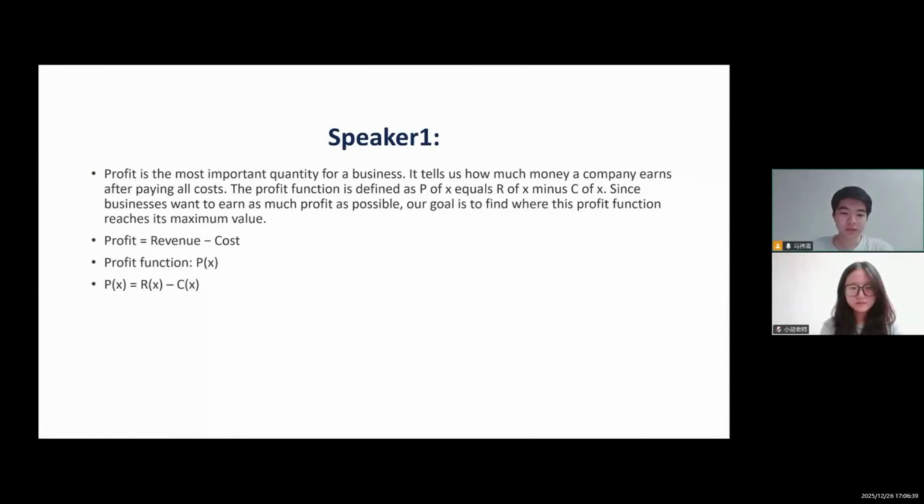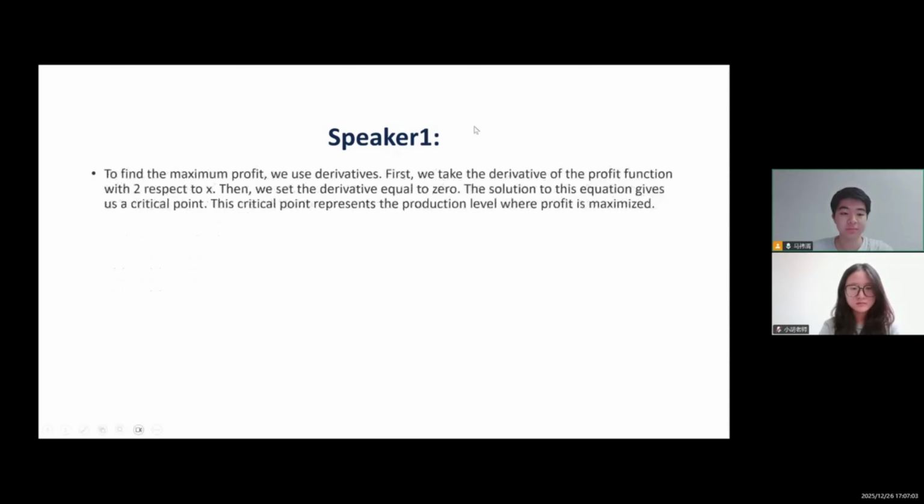Profit is the most important quantity for a business. It tells us how much money a company earns after paying all costs. The profit function is defined as P of x equals R of x minus C of x. Since businesses want to earn as much profit as possible, our goal is to find where this profit function reaches its maximum value.